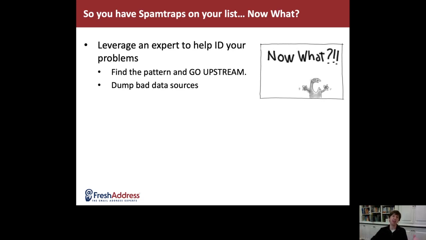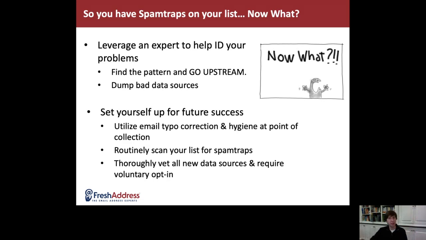Did you do a bad list rental or a bad append or bad data acquisition? Maybe you bought a list somewhere. Maybe your intern did something or your predecessor did something. Find that data and get rid of it. And then set yourself up for future success. Because we know some spam traps are typos, make sure you have good typo correction at your point of email collection, anywhere where one of your customers can enter an email address or anywhere an email address is getting collected. Be sure you have software that's scrutinizing to make sure those email addresses don't have typos. And that's exactly what FreshAddress can help you with.